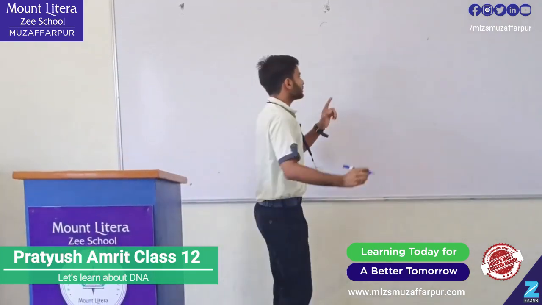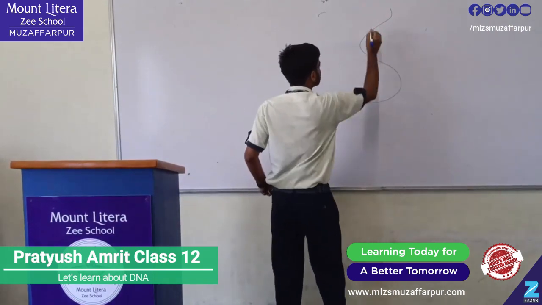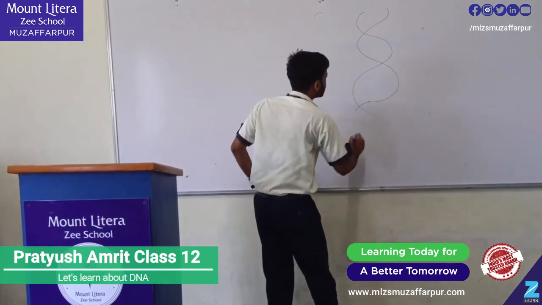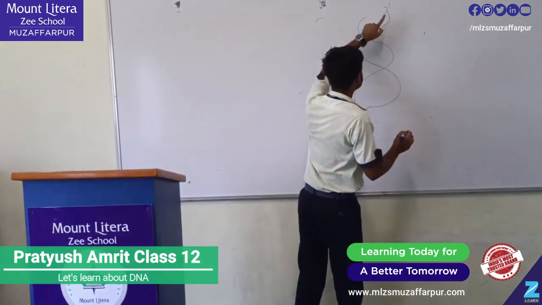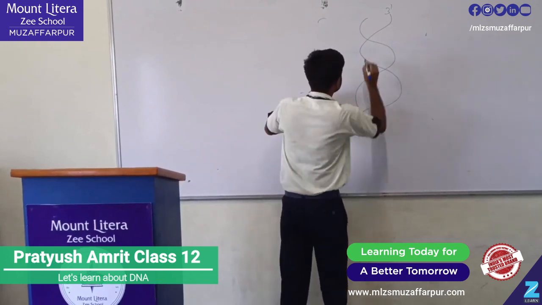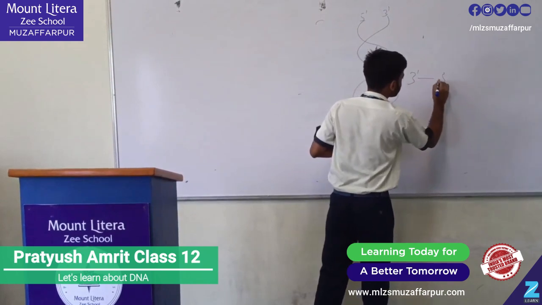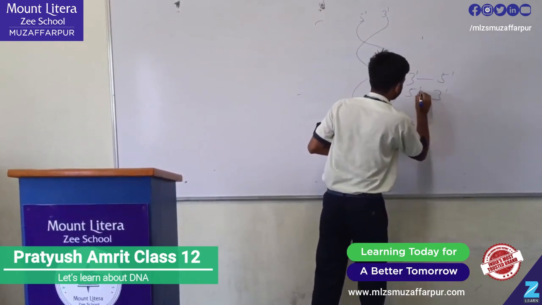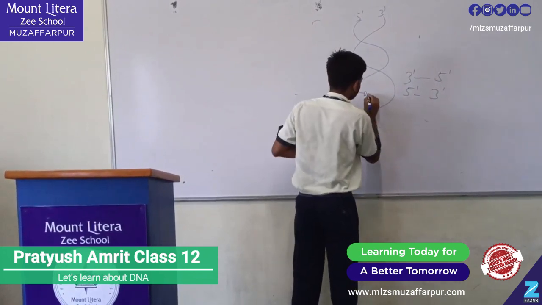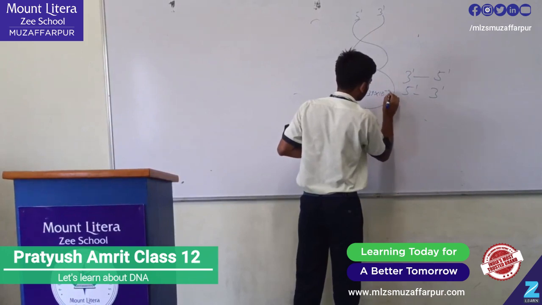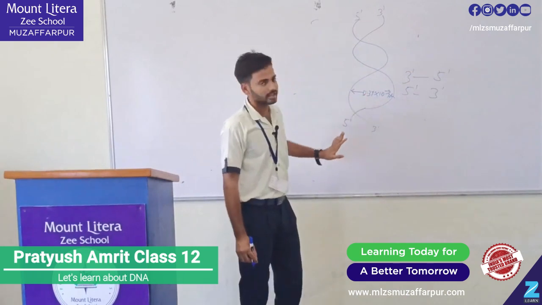DNA is a double-stranded structure, like this. This is the basic figure of the DNA. This is 3 dash and this is 5 dash, and this is 5 dash and this is 3 dash. So the structure of DNA goes 3 dash to 5 dash and 5 dash to 3 dash. The distance between two base pairs is 0.34 into 10 to the power minus 9 nanometers.